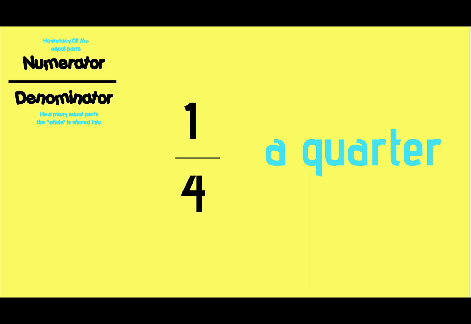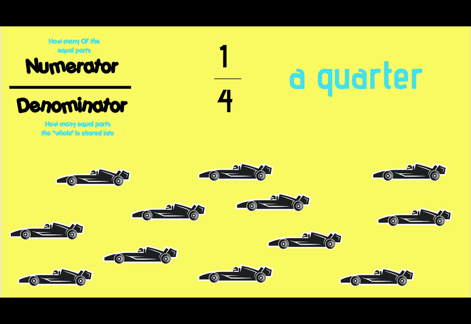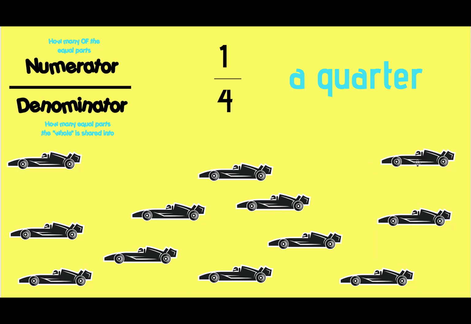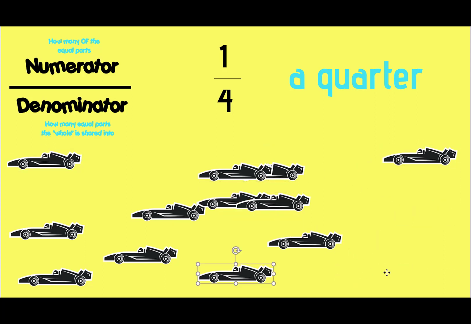So let's look at an example with objects. Here we have a group of cars. If I want to find a quarter of this group of cars, I need to share the whole. So this is my whole, all of them are my whole. The whole is the group of cars. I want to share them into 4, so 4 groups. So I'm going to start creating 4 groups. I'm going to have one at the top, one at the right over there, one in the middle, one at the bottom and one at the bottom here.